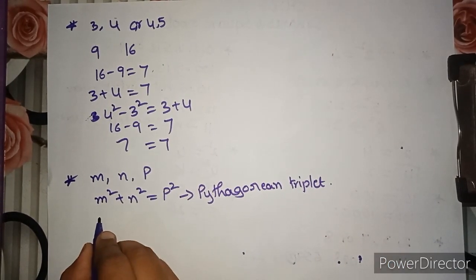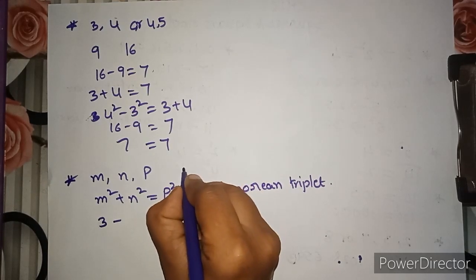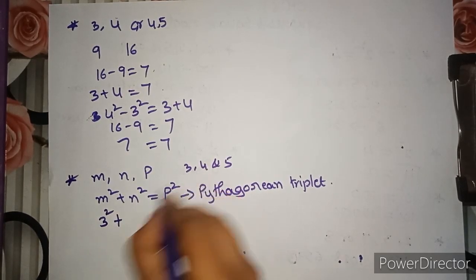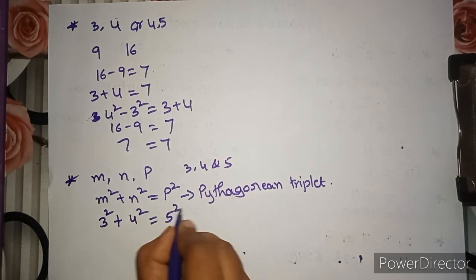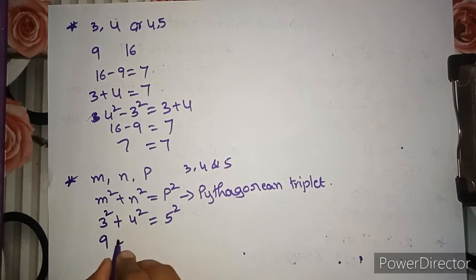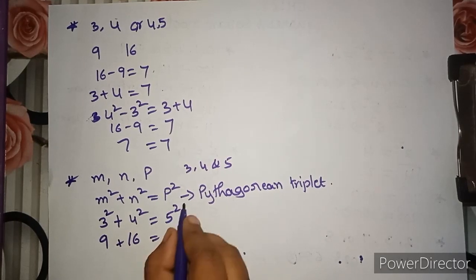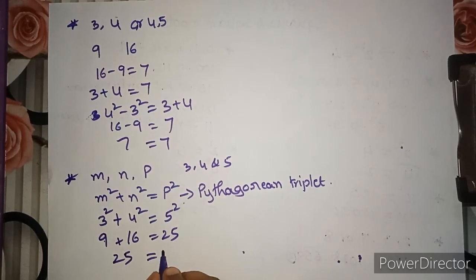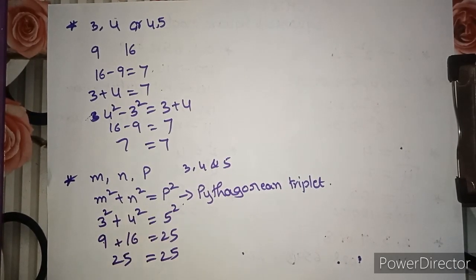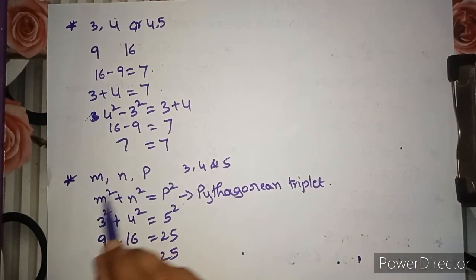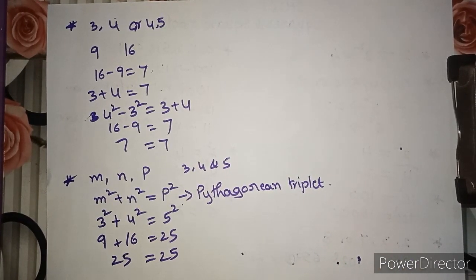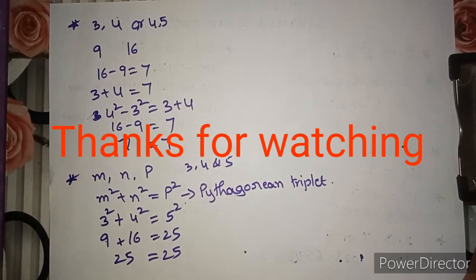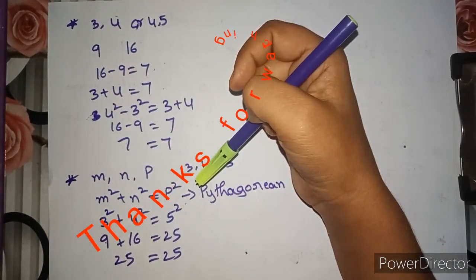For example, 3, 4 and 5: 3 squared plus 4 squared is equal to 5 squared. 3 squared is 9 plus 4 squared is 16, equal to 5 squared, which is 25. 16 plus 9 is 25. This is called a Pythagorean triplet. These are all properties of squares and square roots. Based on these properties, we'll solve the examples.